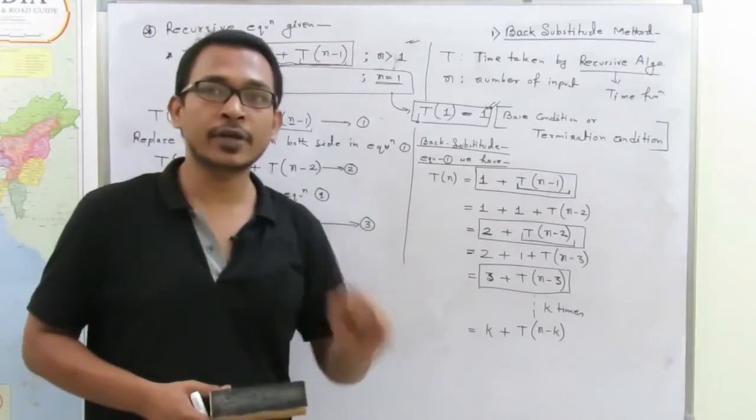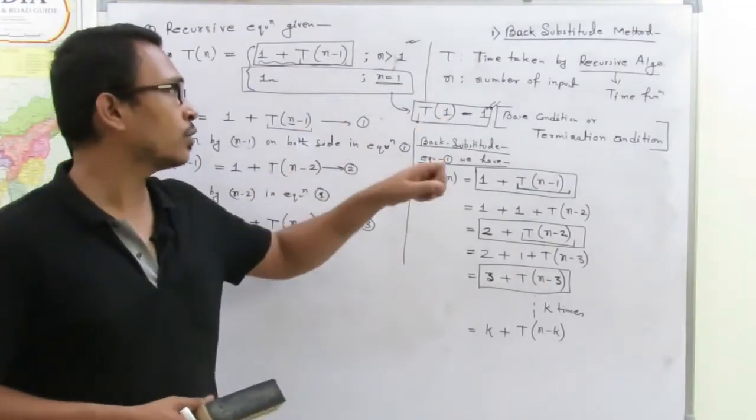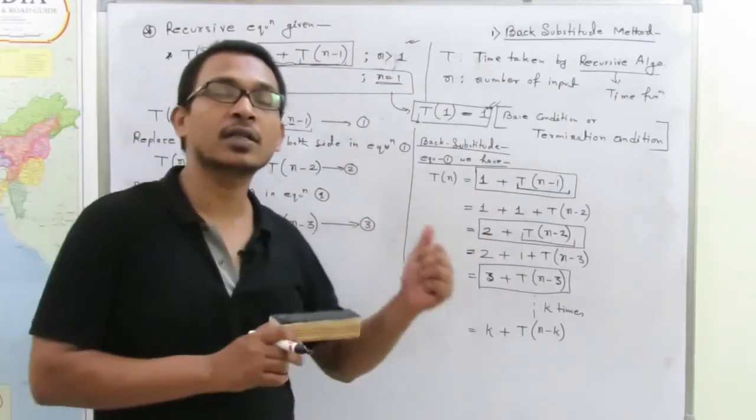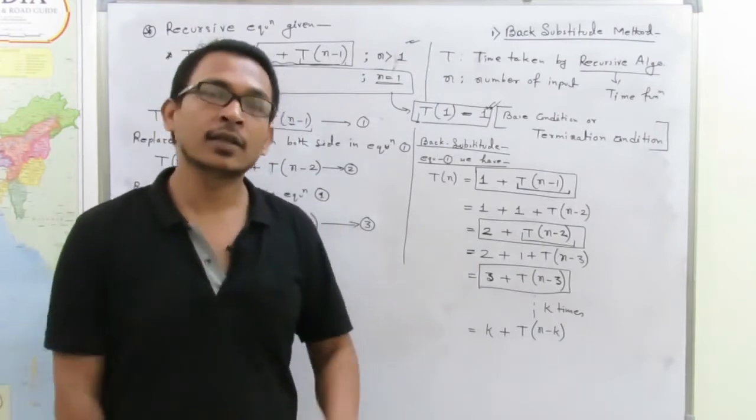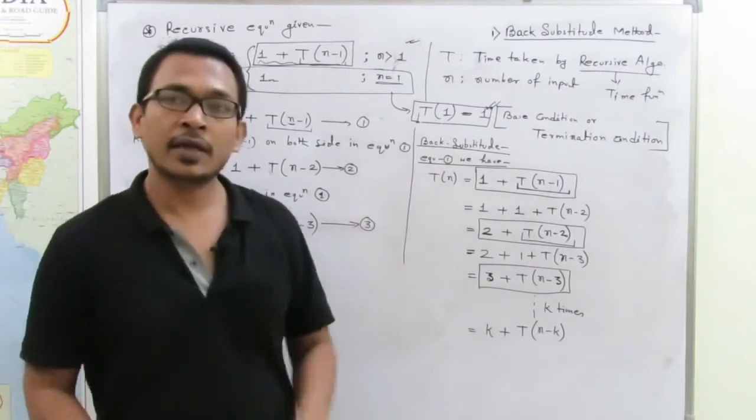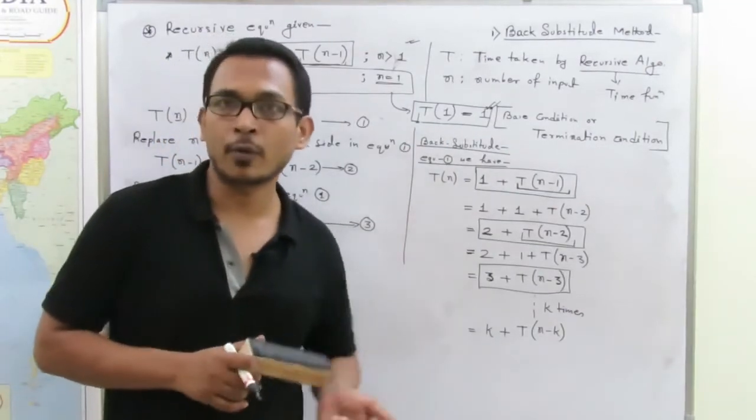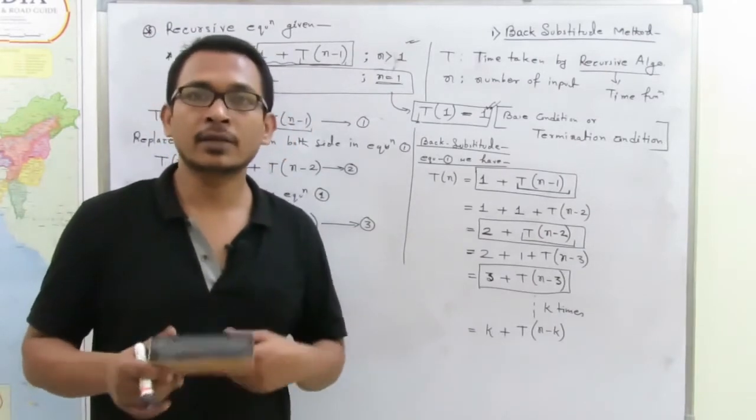So to remove this function t from its definition, we need to reach the value of t of 1. Only at that time can we remove it. Otherwise, for any other case, within this function t, again t will arise and we can't solve that particular problem. Clear? Because it again repeats.